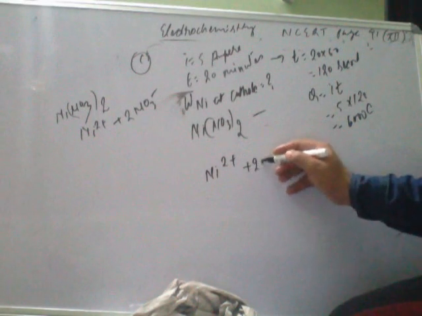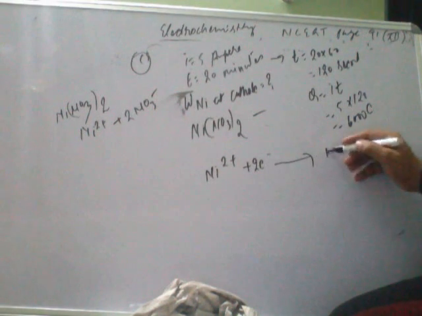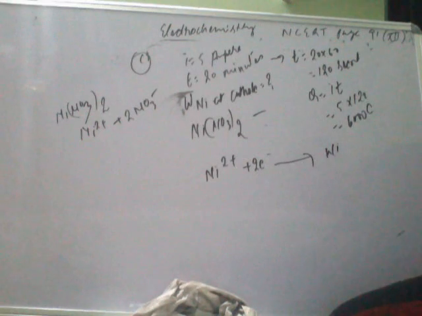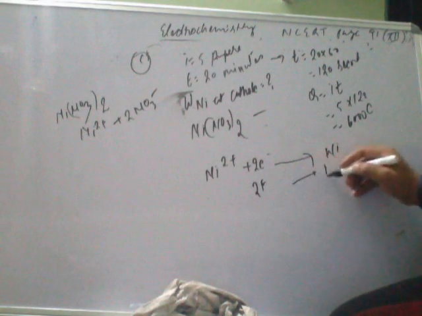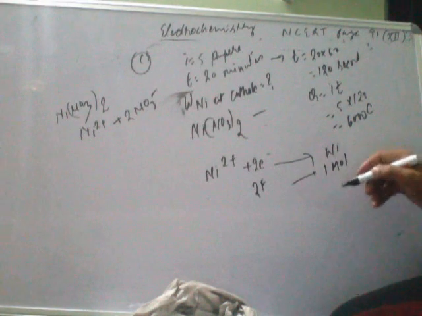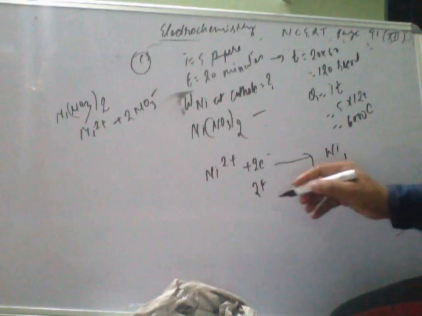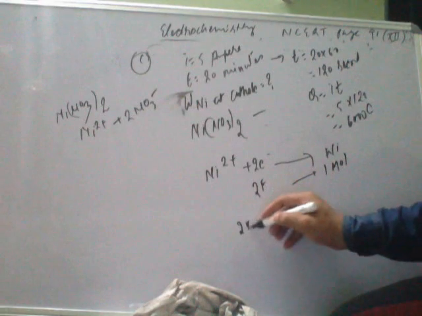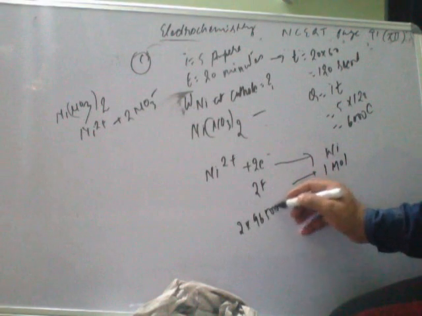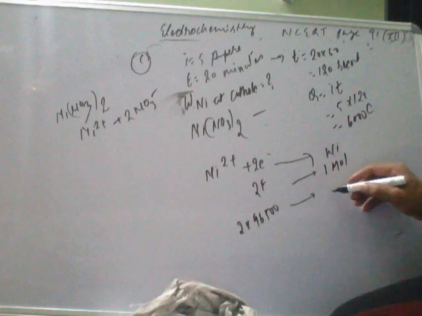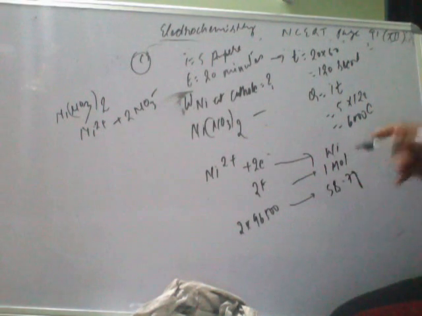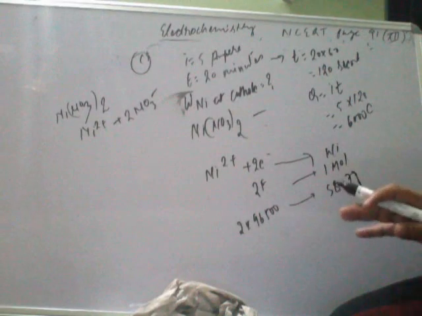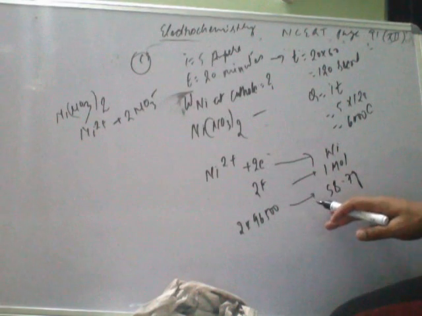So if you talk about this one, you have Ni2+ and you are adding 2 electrons, that is 2 Faraday. So you are getting Ni, right? Now 2 Faraday is giving what? 1 mole. 2 Faraday is 2 into 96,500 coulombs, and it gives the atomic mass, that is 58.7 gram, right?